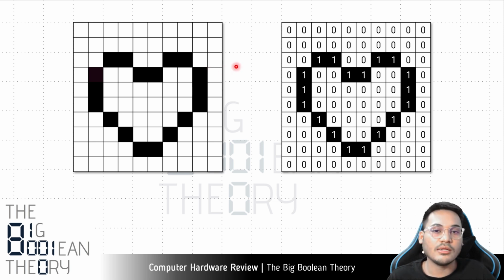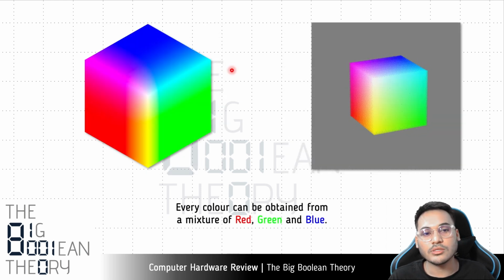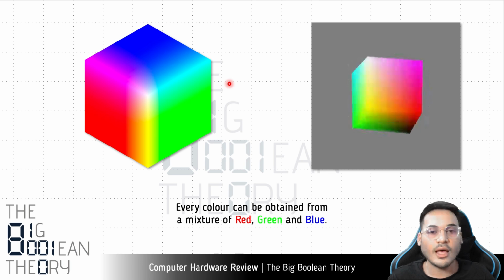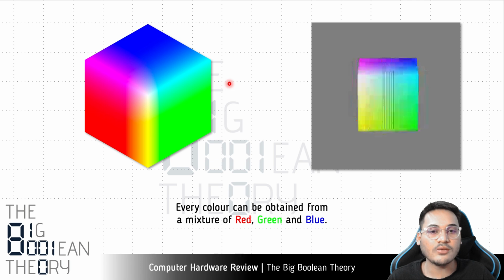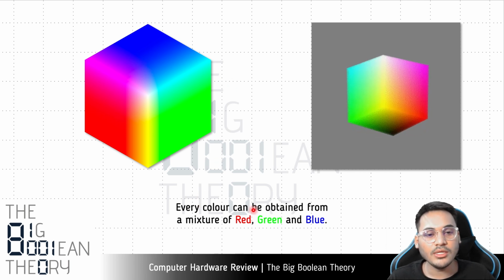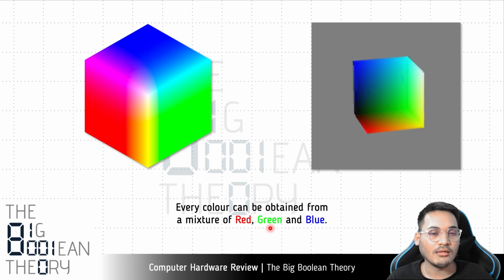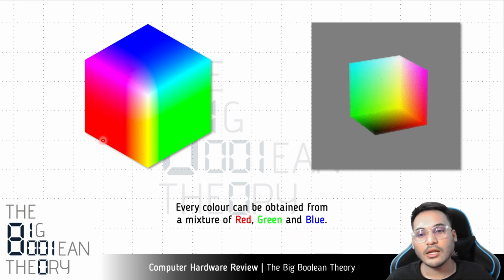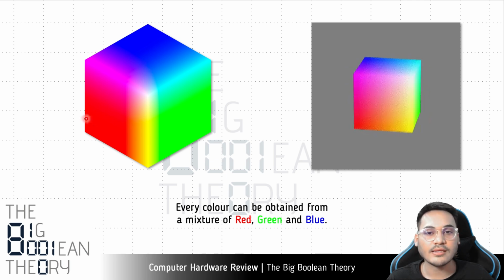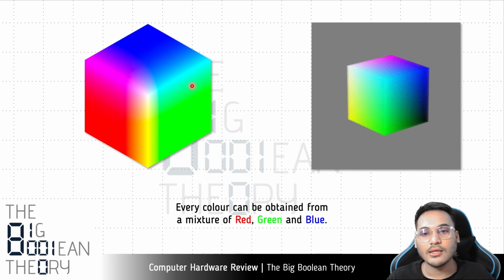Now let us look at how we can represent colorful images. This was a simple one with only black and white. We have so many different colors. How can we represent a colorful image? There is a theory called RGB color theory. I won't go into much detail on how it works and why it works, but the theory says that every color can be obtained from a mixture of red, green and blue. You see a 3D color cube, and on this cube there are three axes: the red color, the green color and the blue color.